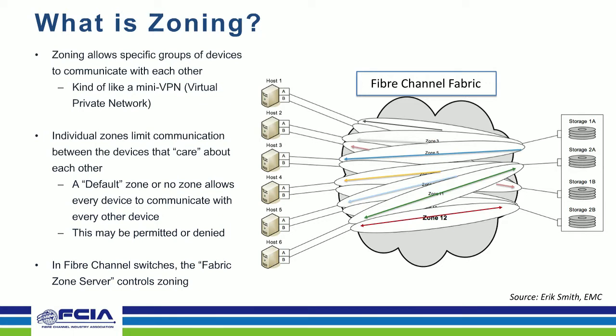In each Fibre Channel switch in the fabric, no matter how many switches there are, the fabric zone server controls all of this. It does all of the zoning and all of the activation of the zone sets, and the distribution across the ISLs. So every switch has a fabric zone server built into it.